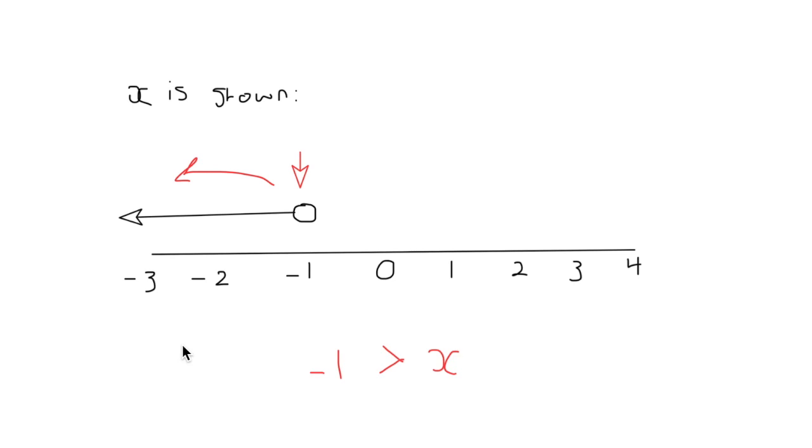So in summary, all you need to remember is if we're drawing a graph like that, a nice wide open circle means that it's not equal to. A nice coloured in circle means it can be equal to. And then just look in the direction your arrow is pointing.